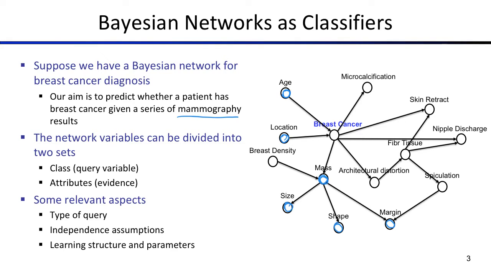So we'll have basically two sets of variables. We have the class variable, that is going to be a single variable, just a variable for breast cancer that we'll call B.